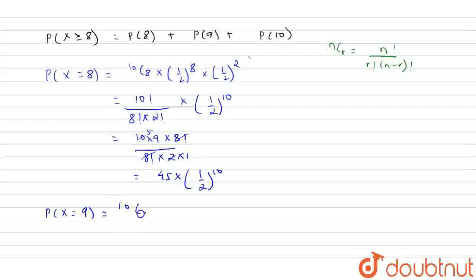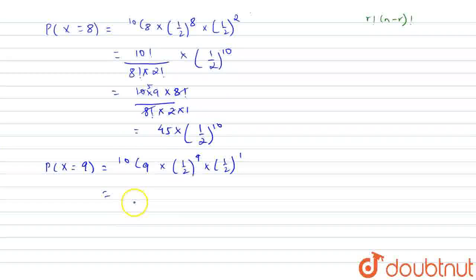So I can say this will become 10C9, right students? nCx, my n is 10 and x is 9, into again p is half, but my x over here is 9, into q is again half, and this is n minus x, which is 10 minus 9, which is 1. Now we'll have to find the value of 10C9. So we'll again use the same formula: 10 factorial upon 9 factorial into 1 factorial, and this will become again 1 upon 2 raised to 10.